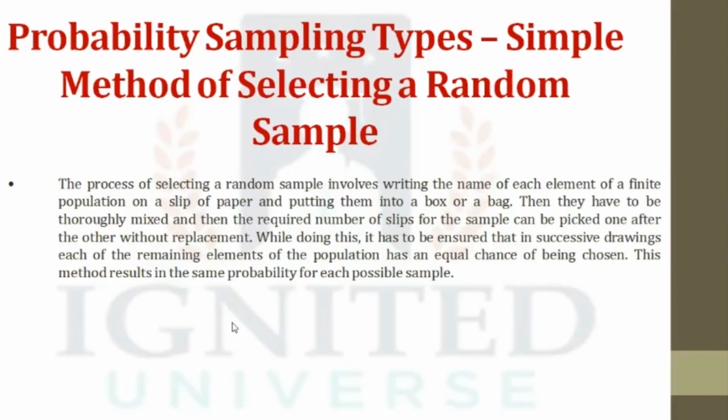So, in a nutshell, random sampling is a process of selecting a sample that involves writing the name of each element of a finite population on a slip of paper and then putting them into a box or a bag. Then they have to be thoroughly mixed, and the required number of slips for the sample can be picked one after another without replacement. While doing this, it has to be ensured that in successive drawings, each of the remaining elements of the population has an equal chance of being chosen.